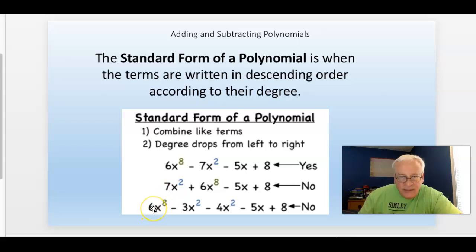Right, and this one down here, where you have not yet combined these two like terms, all right? Negative 3x squared minus 4x squared, you should put those together before you write it in standard form. So all the like terms are combined, and the degree drops from left to right. Okay, that's standard form.